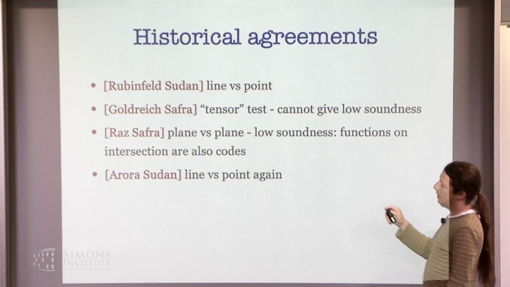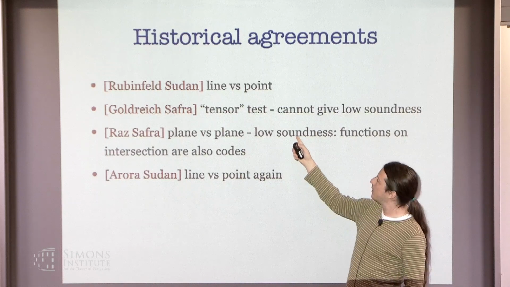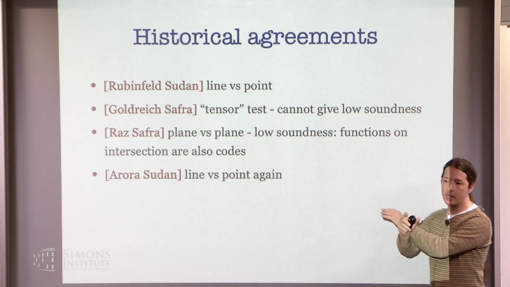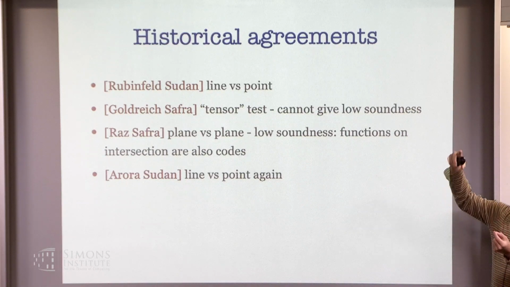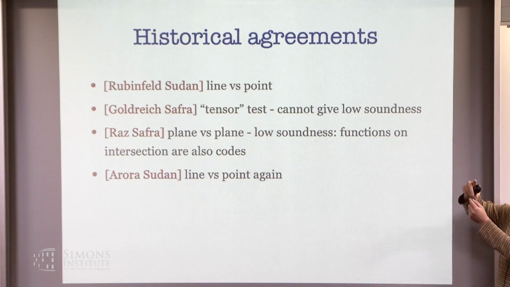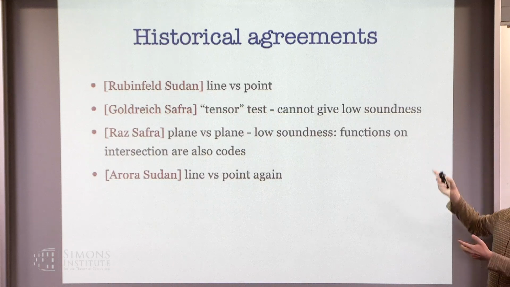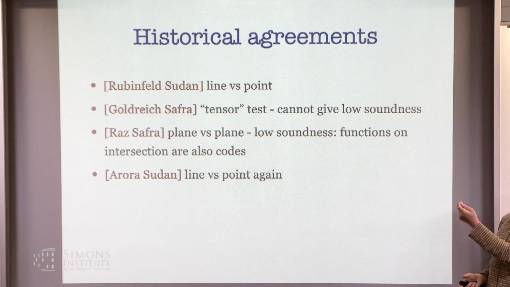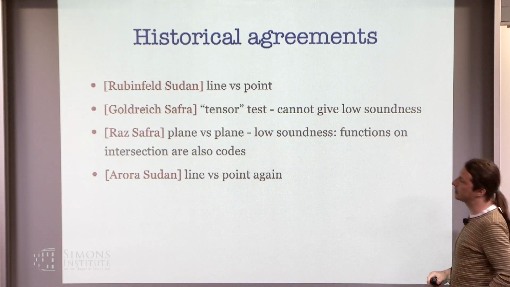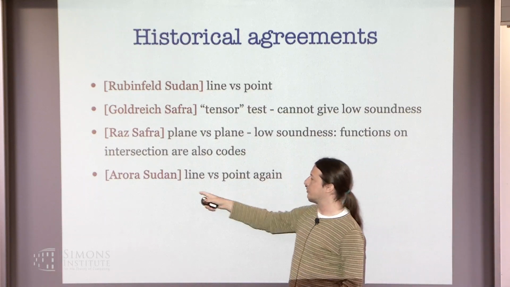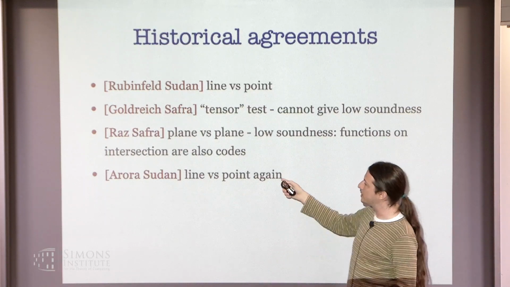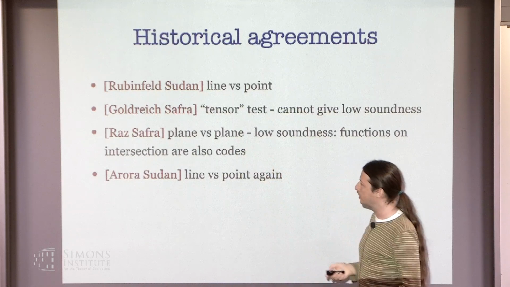Yeah, so the point there is that when the domains are planes and they intersect on a line, a low-degree polynomial on a line is still a code, and then you can just test on a single point. Okay, I will not go into that. And there's Aurora Sudan, which did the same, but with lines and points.